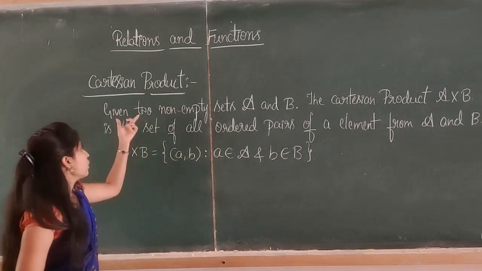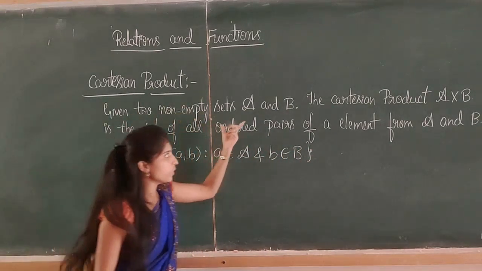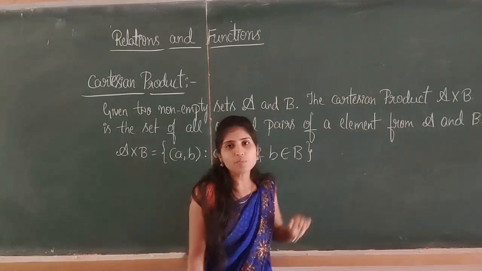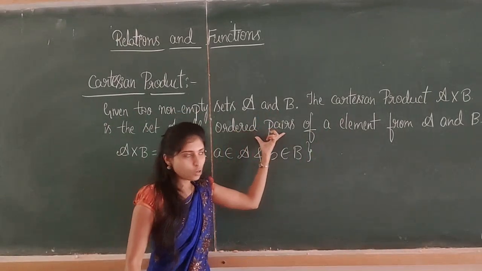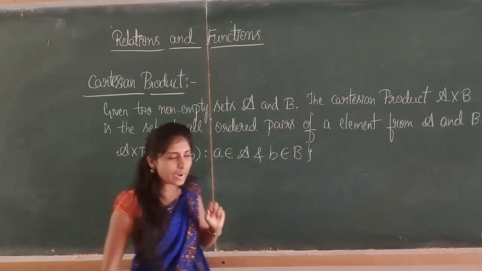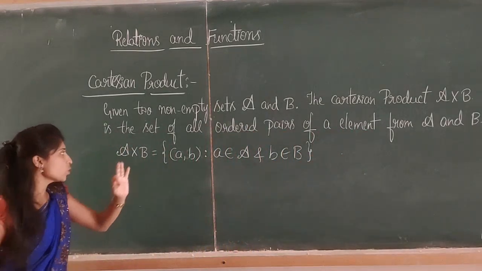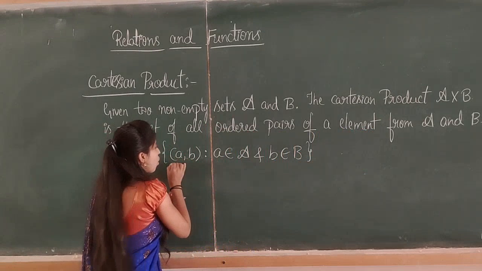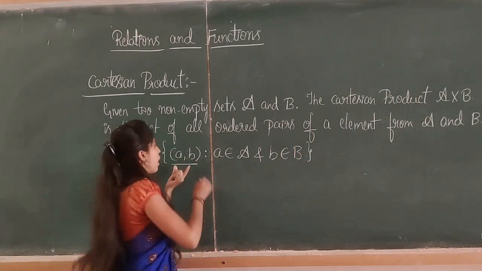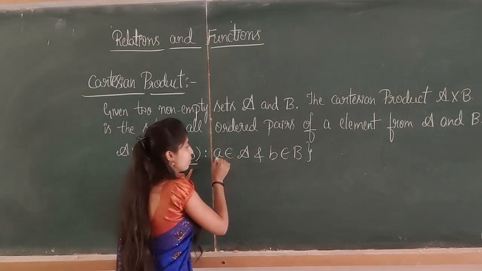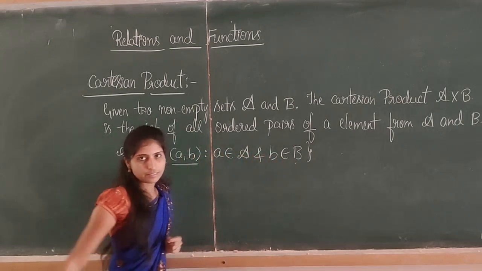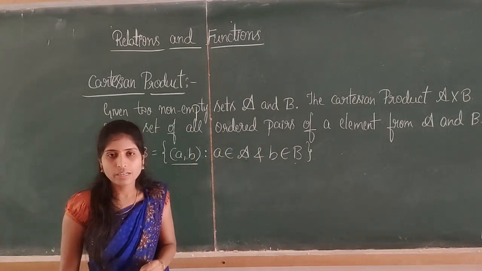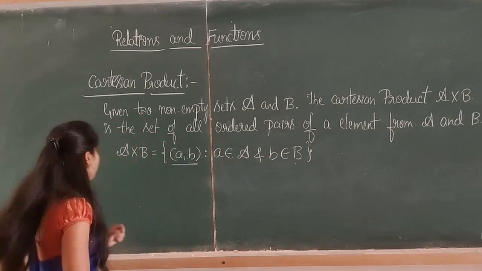See here. We take any two non-empty sets A and B. The Cartesian product A cross B is the set of all ordered pairs of an element from what? A and B. Here we given suppose two sets. Then you have this is ordered pair. Then how you are going to take here the first element from first set and the second element from second set. This is the Cartesian product. I will give you an example.